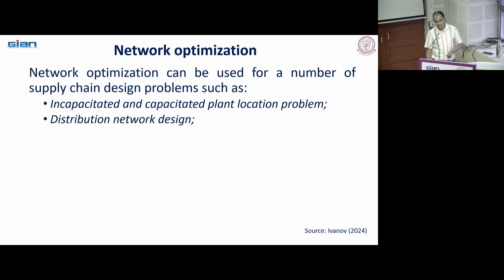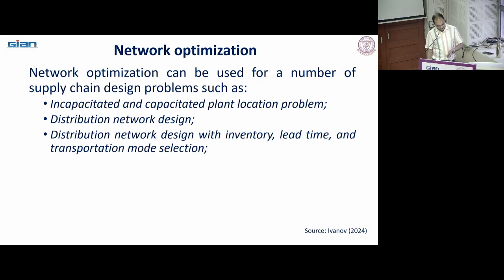Distribution network design: suppose you want to find out how to distribute the networks from your manufacturer or a retailer, you can do that. Distribution network design with inventory, lead time, transportation mode selection. For that purpose as well you can use network optimization. Suppose you want to move the goods from your distribution center to the retailers, and you have got 3 modes of transportation: rail, road freight, sea freight. Then what is your criteria?